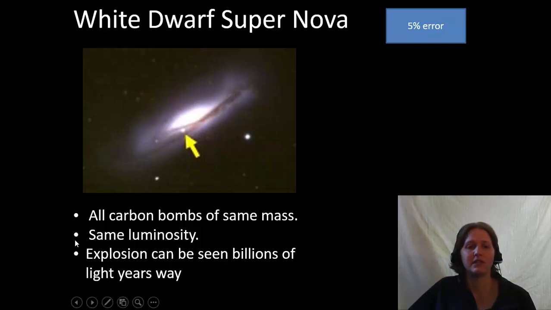And remember that these events are incredibly luminous. You can see these events across the observable universe. So how do we use this to get a distance? Well, we'd have to measure its brightness. We have to know its luminosity. So we've had to already figure that out through other means. But now we say we know its luminosity. So we use the inverse square law for light to find the distance.